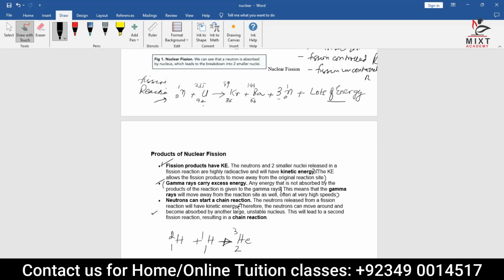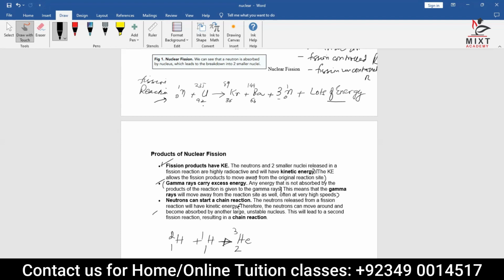Please write it down. Sir, where do I start the second point? Gamma rays carrying excess energy, right? Any energy that is not absorbed by the products of the reaction is given to the gamma rays. Very simple. Whatever energy is not absorbed by the products, I mean, which is not associated with the products, definitely will be a part of the gamma rays. That's what it means.